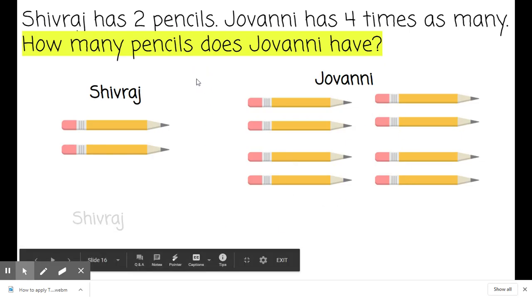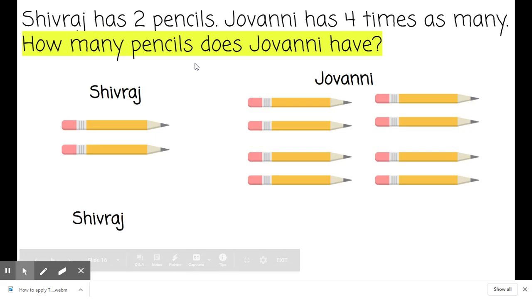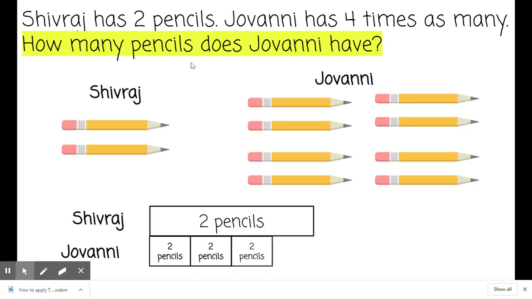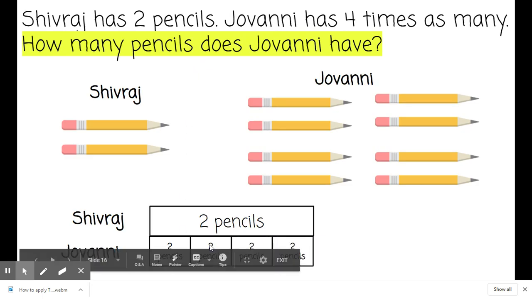Let's look at it with a tape diagram. Shivraj has 2 pencils. Giovanni has 4 times that much. 1 time, 2 times, 3 times, 4 times. Let's put that together, 2 plus 2 plus 2 plus 2, and we get a total of 8 pencils.